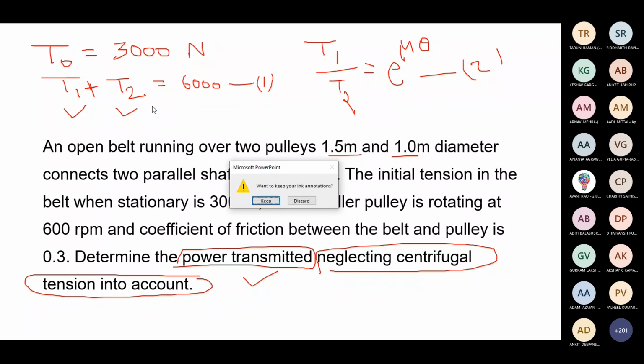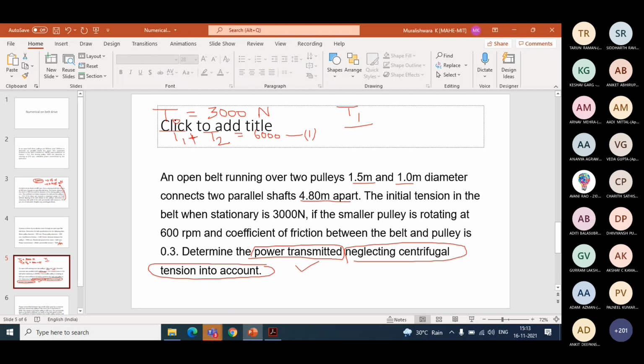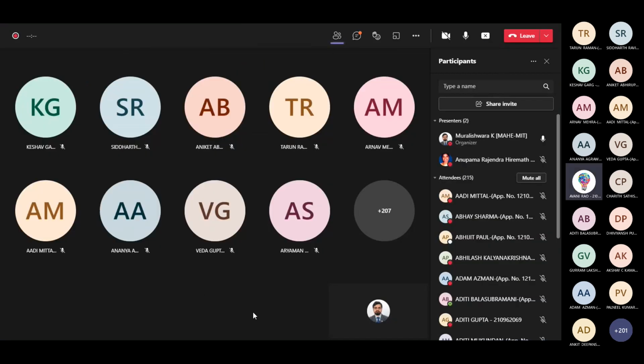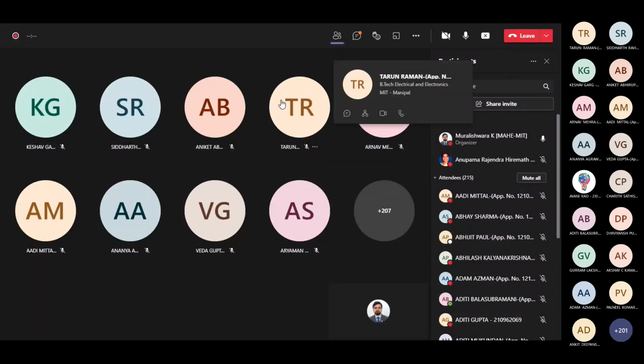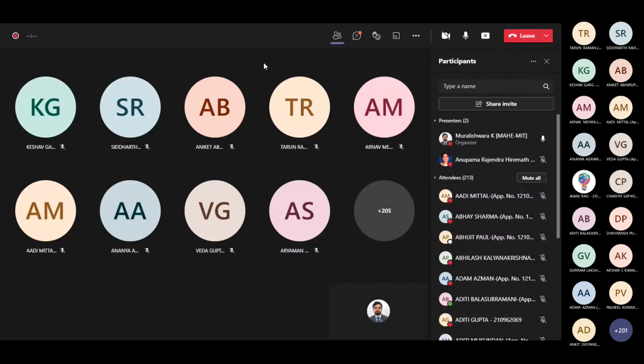Have you started on the question? Yes, sir. Aniket, you have to tell me the answer. At least T1 by T2 or T1 minus T2, how much are you getting? You should tell. Sorry, T1 by T2 or T1 plus T2 I have written. T1 by T2.